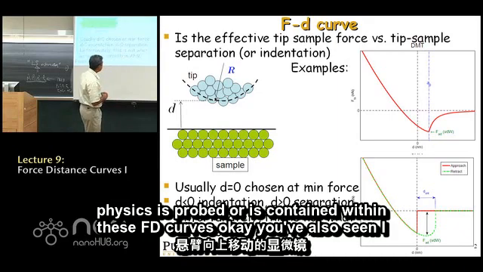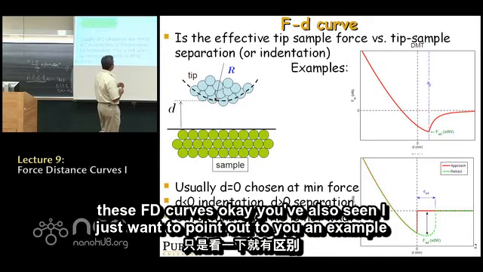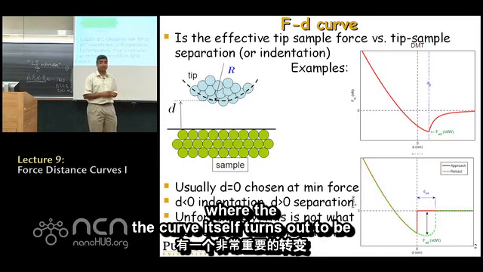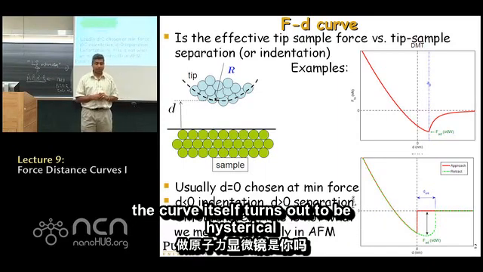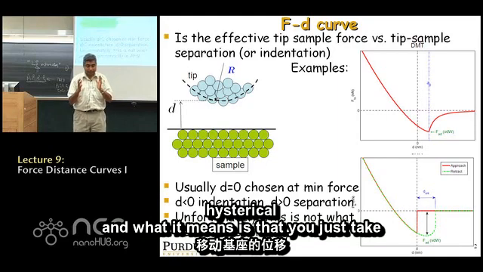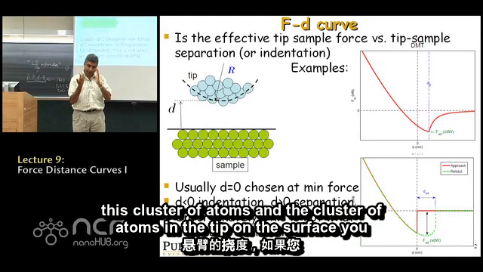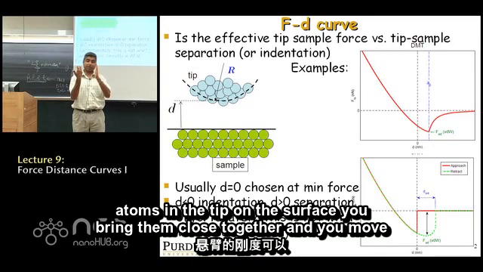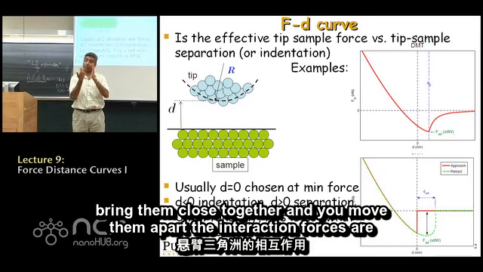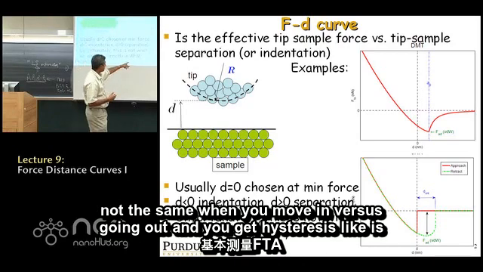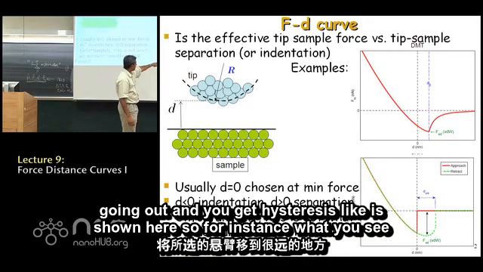I also want to point out an example where the FD curve itself turns out to be hysteretic. What it means is that you take this cluster of atoms on the tip and the cluster of atoms on the surface, you bring them close together and you move them apart. The interaction forces are not the same when you move in versus going out, and you get hysteresis like is shown here.